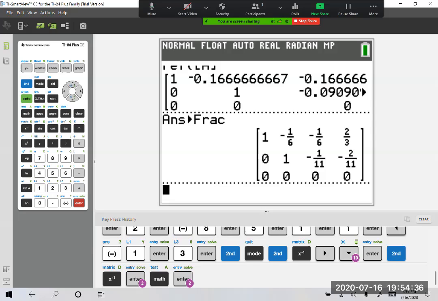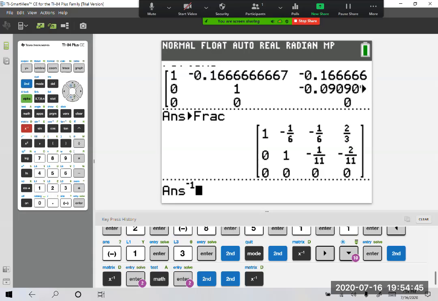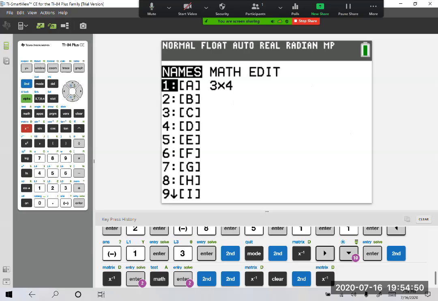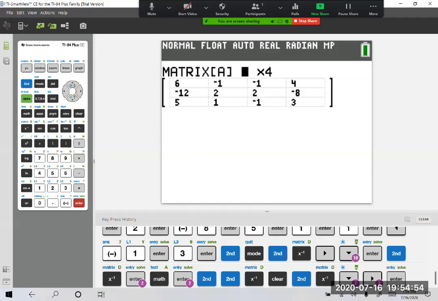Let me double check and make sure that I entered this in correctly. Second matrix. Let's go to edit. So I did 6, negative 1. Let me double check this. 6, negative 1, negative 1, 4, negative 12, 2, 2, negative 8, 5, 1, negative 1, 3.